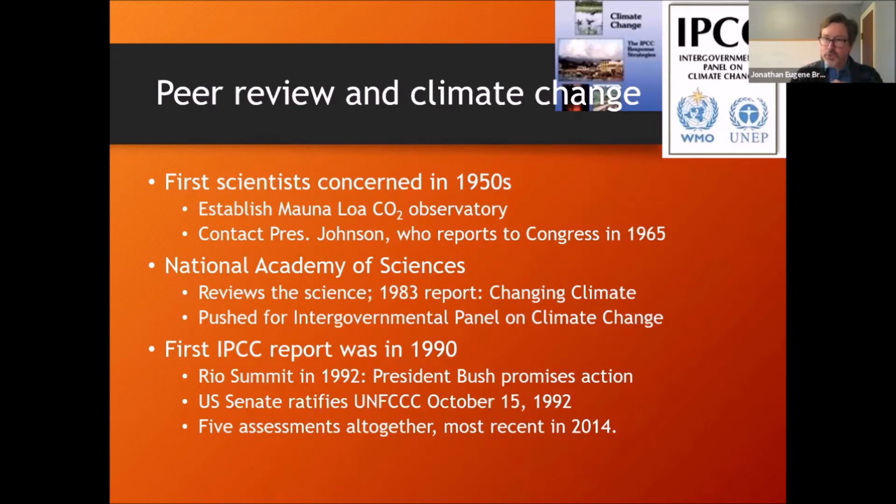He, in fact, pushed the US Senate to ratify the international treaty which governs the study of climate change throughout the world, what's called the United Nations Framework Convention on Climate Change, UNFCCC. October 15th, 1992, this is a binding treaty entered into by the United States and ratified by the US Senate under a Republican administration.